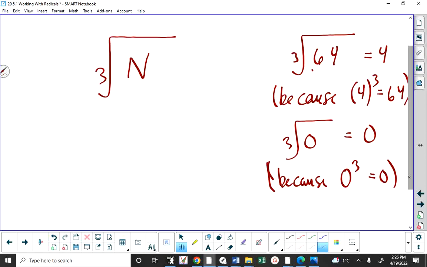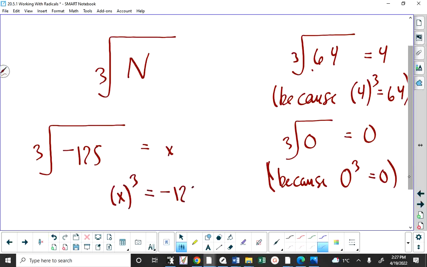Because the cube root of a number is asking you to find the number that when you cube it gives you what you were cube rooting. It's a lot to process. For example, the cube root of negative 125 is asking you to find some number, I'll call it x, so that x cubed gives you negative 125. And the answer here is negative 5, right?